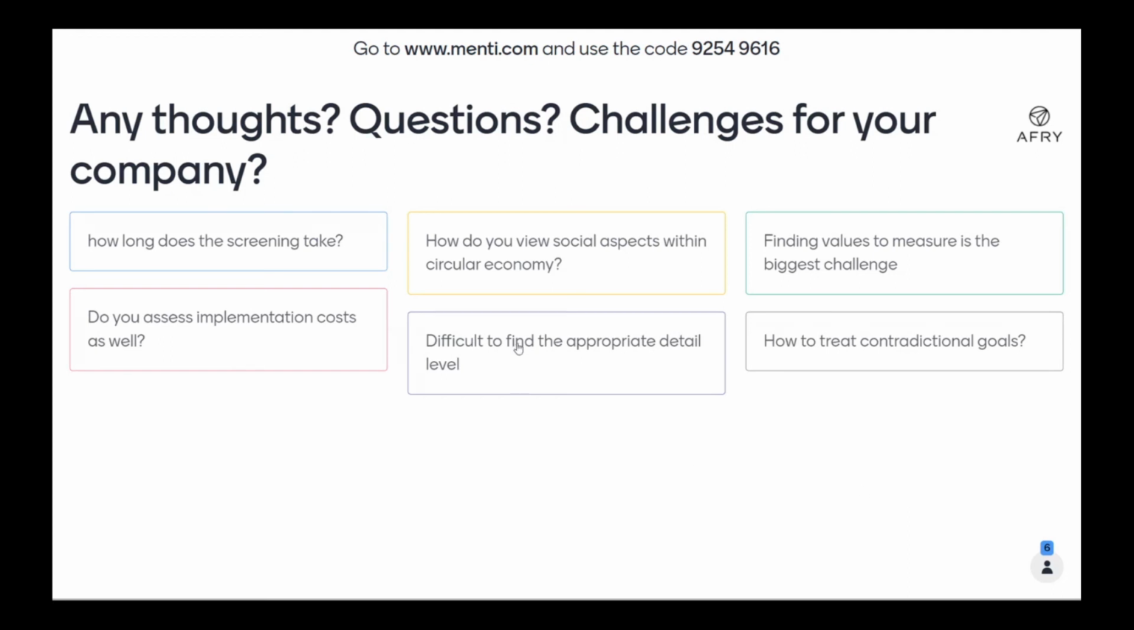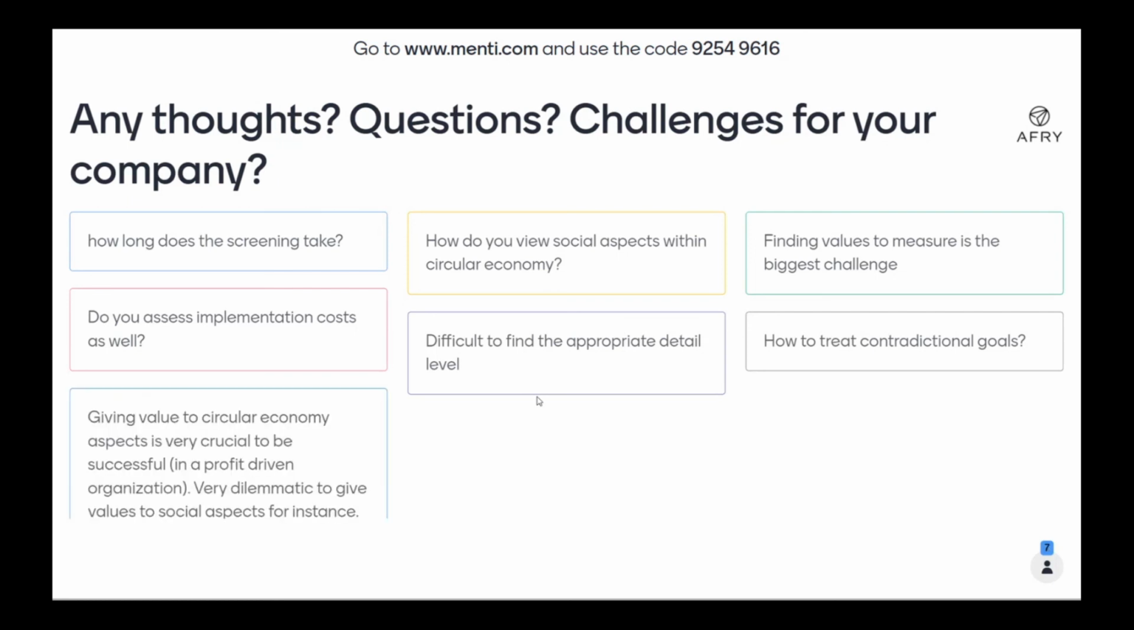Yeah, I really like the point about the difficulty of finding the appropriate detail level, because I think we really struggled with that as well. Do you go really holistically and cover a broad part of the company, or do you go into detail and do a life cycle assessment, where you can say this is proper scientific and we know what we're talking about when we talk about the proper numbers of material flows?